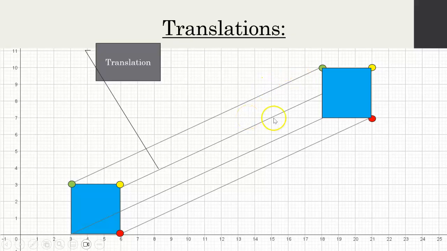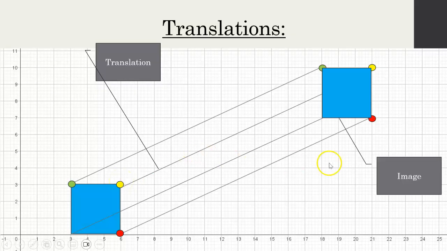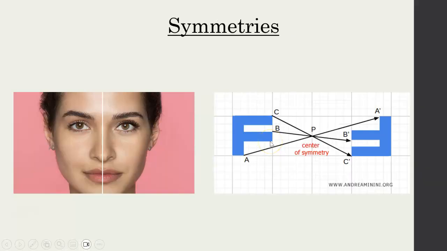These are all the translations then of these points. And then we call this the image. So this is the original, and this would be the image. This is what we make up after the translations.